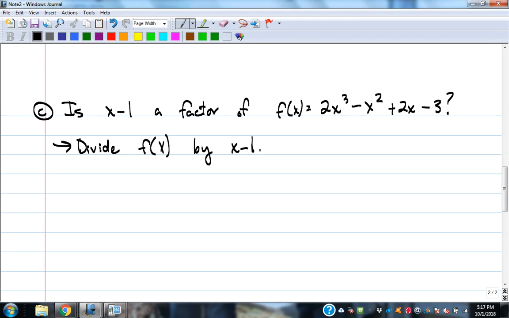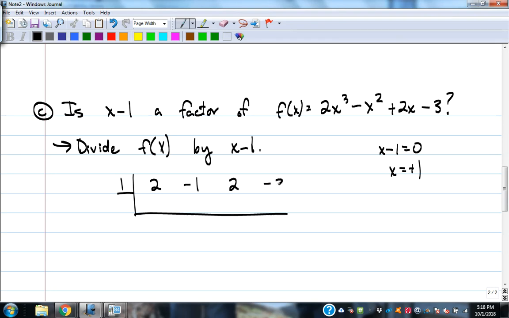So first thing we got to find is what? Shelf number. So x minus 1 equals 0. It'd be positive 1, right? So a positive 1 goes on my shelf. And then I put in coefficients. I have x cubed, x squared, x, constant. I've got all the pieces for this one. I don't have to put any zeros in there. So 2, -1, 2, -3.